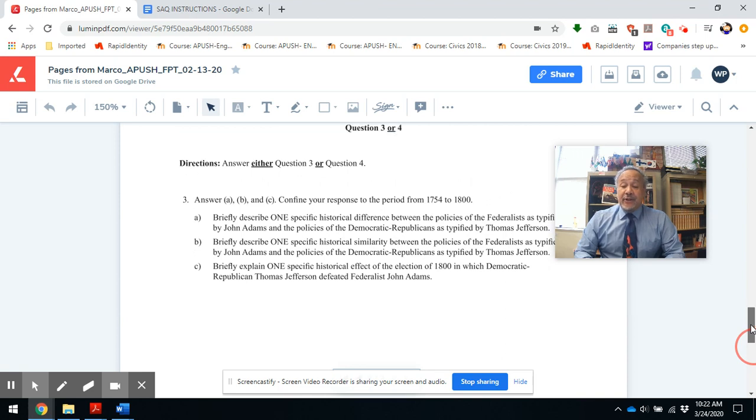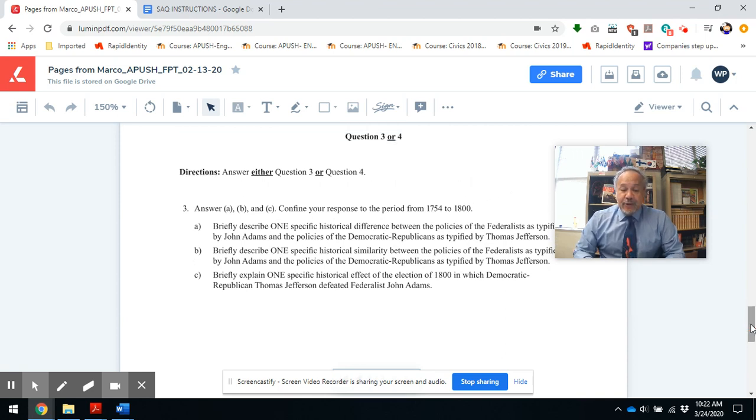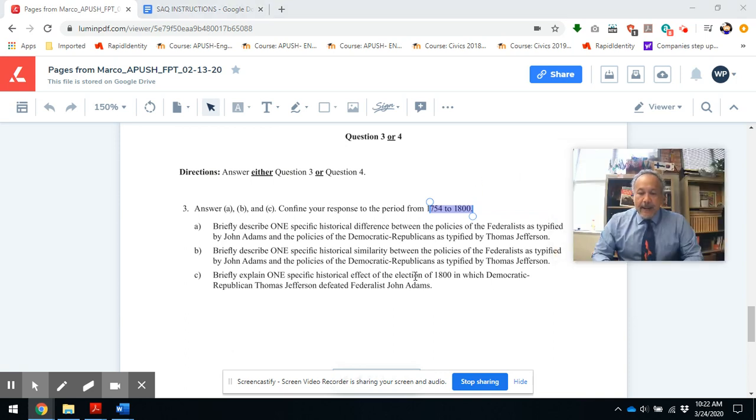It would be in your time period, and they expect you to know to answer A, B, and C. Confine your responses to the period 1754 to 1800. So that's where I would confine my answers. Briefly describe one specific historical difference between the policies of the Federalists as typified by John Adams and the policies of the Democratic Republicans as typified by Thomas Jefferson. B, describe a similarity between those two. C, one historical effect of the election of 1800.